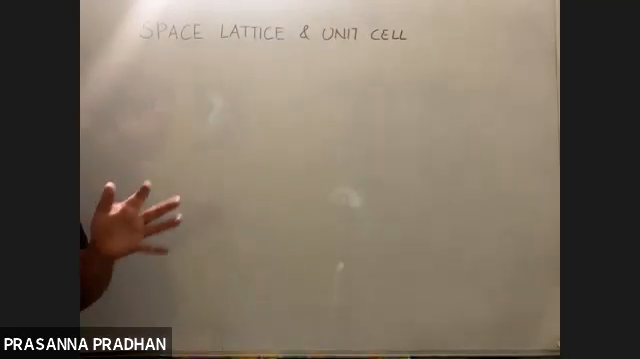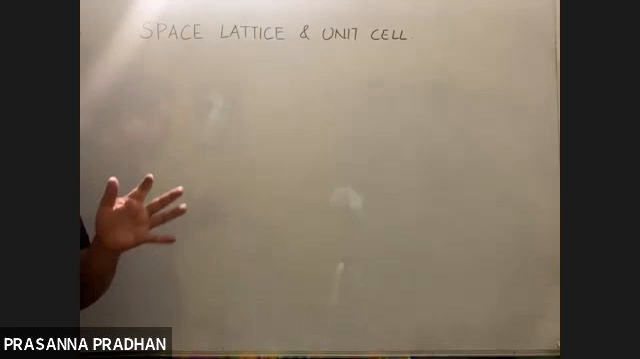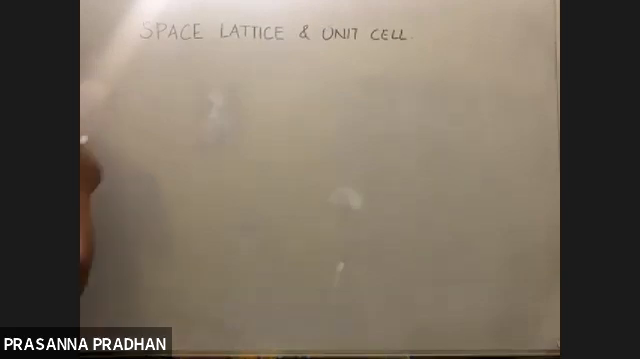So in a crystalline solid, what was it? There is a regular arrangement of constituents, and we discussed that in a crystalline solid, yes, we can say space lattice. What is this space lattice? What do you mean by space lattice? Have you heard of this point lattice before?